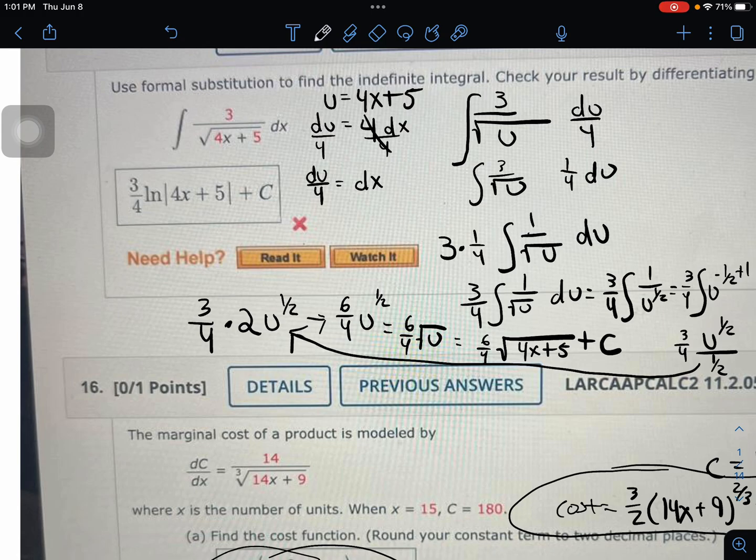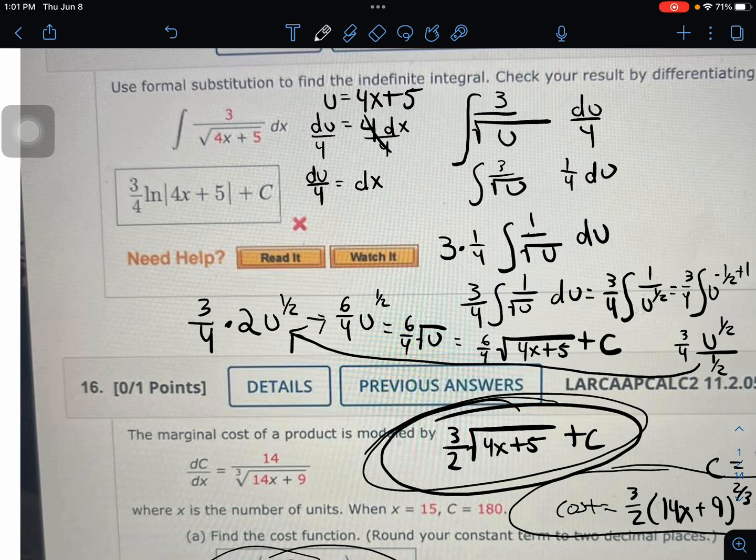And that's almost done, but we can actually simplify this. 6/4 goes down to 3/2. So your final answer is 3/2 square root 4x plus 5 plus c. That's your answer right there. That is what goes right there. 3/2 square root 4x plus 5 plus c. That's your answer. That's how you do u substitution.